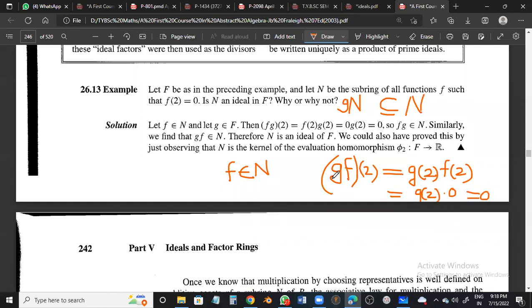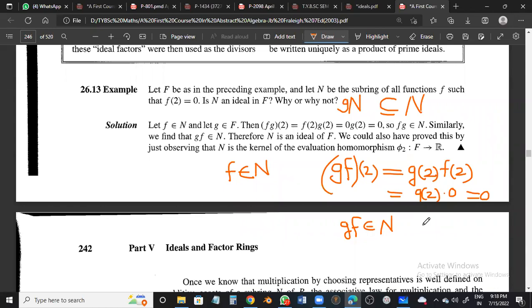What do you reach? G into F at 2 is 0, which means GF belongs to N. GF belongs to N. Let us once again peep back and see what G and what F we are considering.